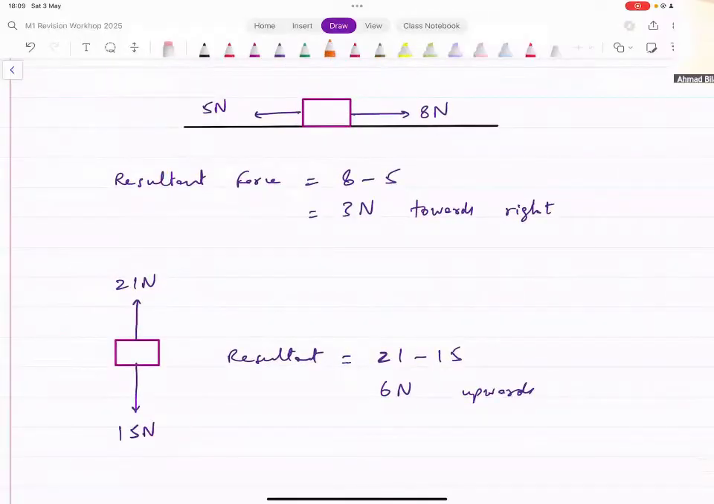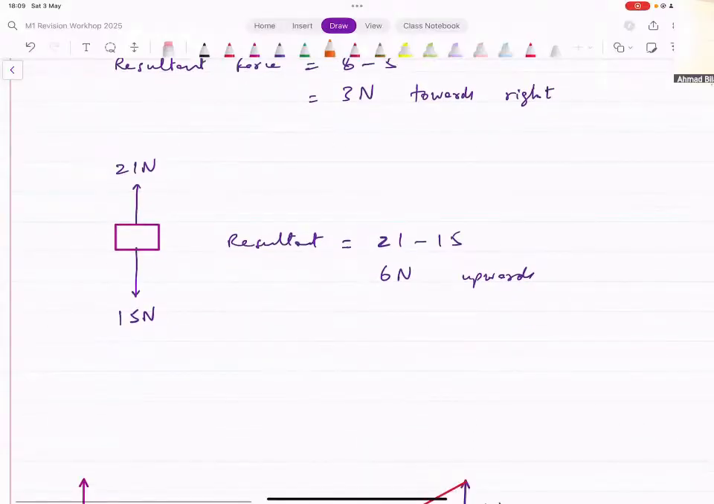Let's say we have a block like this. If we have a force acting towards the right side, that's 8 Newton, and towards the left side, that's 5 Newton, and we have to find the resultant of this. That's fairly straightforward because both of them are acting parallel to each other. We can just subtract the two. We can say 8 minus 5, that's the resultant, that's 3 Newton.